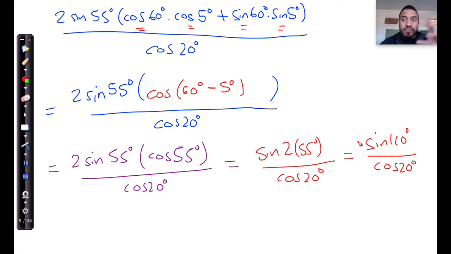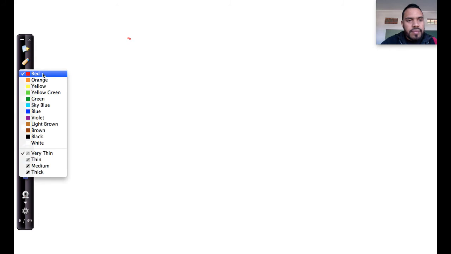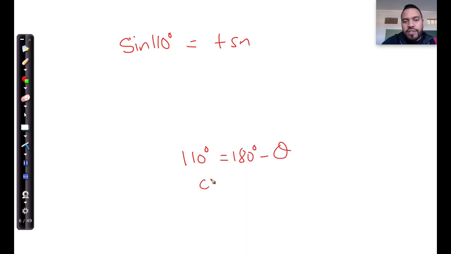Now sine 110, I'm going to teach you how to simplify this. Sine 110 degrees simplifies into positive sine, because it's in the second quadrant. So you've got 110 is equal to 180 degrees minus theta. Solve for theta, and that gives me 180 minus 110, which is going to give me sine of 70 degrees. So this is equal to sine of 70 degrees.